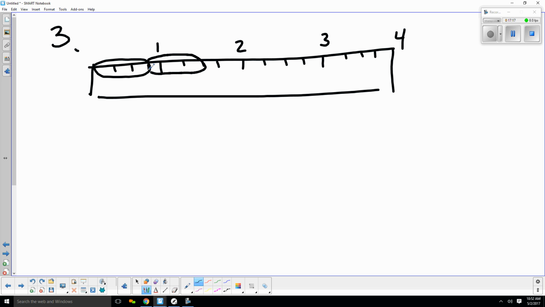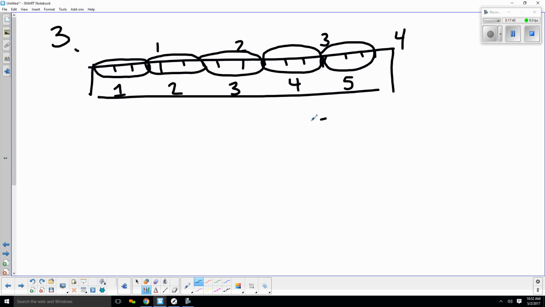So everybody see why I'm circling 3 right there? Because 1/4 plus 1/4 plus 1/4 gives me a total of 3/4, right? So I'm circling 3 sections all together. Now, how many total sections of 3/4 did I have? I had 5 of them. Okay? I had 5 complete sections, and I had a little piece left over, right?